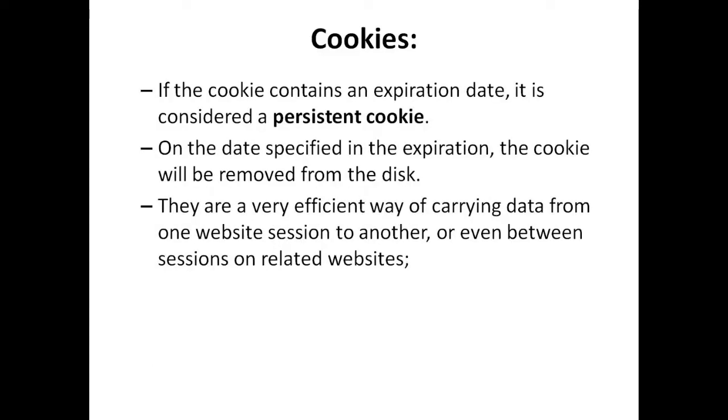If the cookie contains an expiration date, it is considered a persistent cookie. This is the second type of cookie, a persistent cookie. The first one was session cookies, the next one is persistent cookie. On the date specified, the cookie will be removed from the disk. They are very efficient way of carrying data from one website session to another, or even between sessions on related websites.